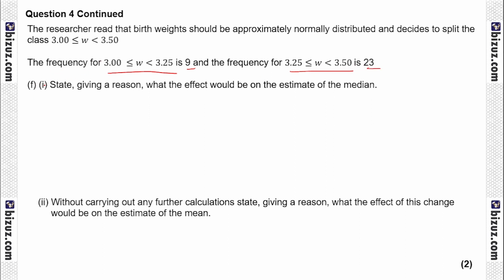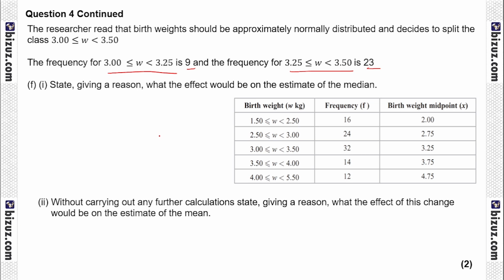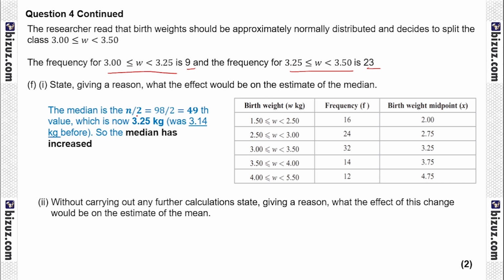The first part of part F tells us to state, giving a reason, what the effect would be on the estimate of the median. First, let's bring up our table and see how these changes might affect our median. The median is always halfway through the data, so the position is n by 2, that's 98 by 2, or 49. So the median is going to be the 49th value, and this is exactly 3.25 kilograms.